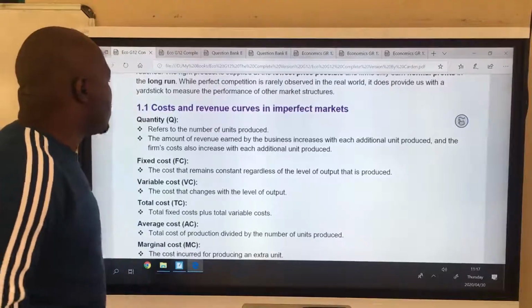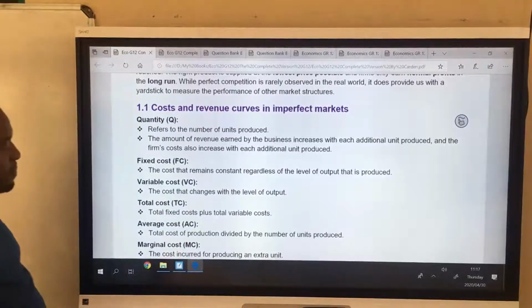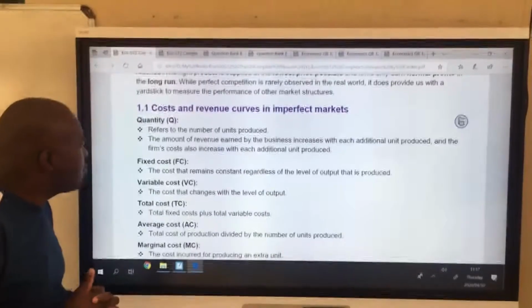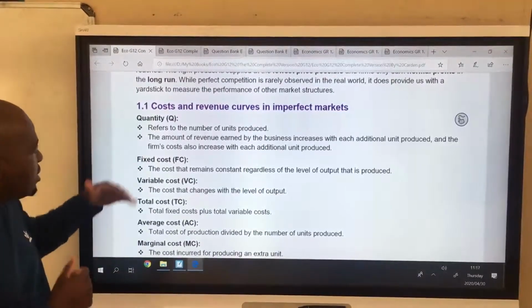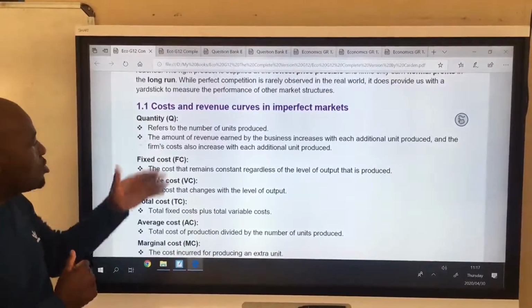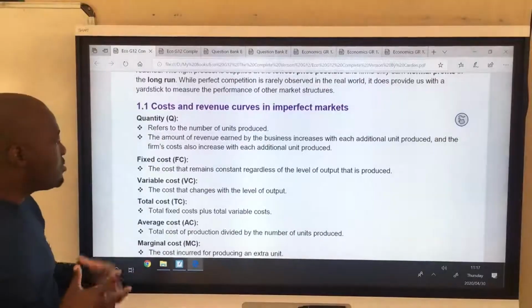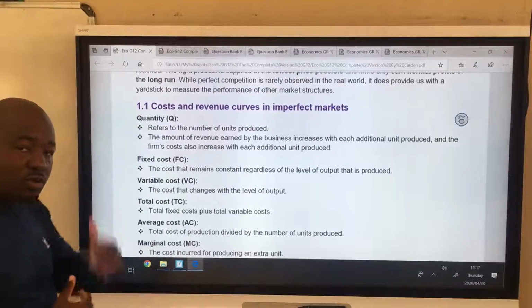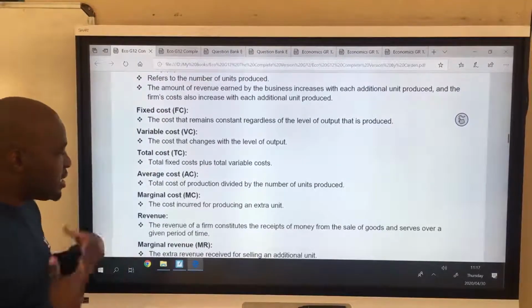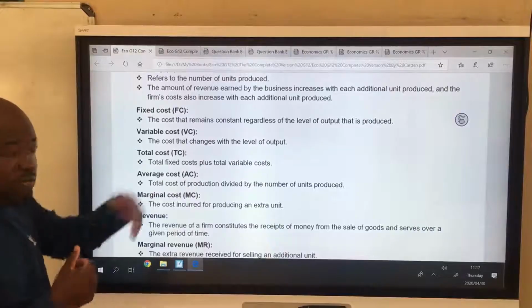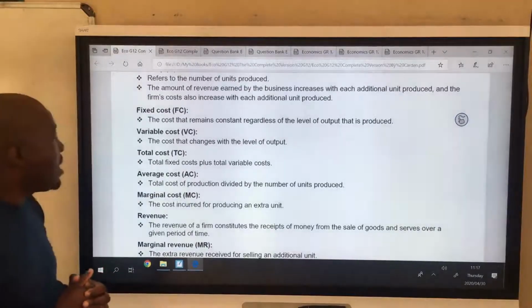So I'm going to start with the cost curves. There's a table, you'll see it shortly. In that table, we have quantity, fixed cost, and so on. Quantity is the number of units produced, like from 0 going upwards. And fixed cost is the cost that doesn't change. We have done it when we did dynamics of perfect markets.